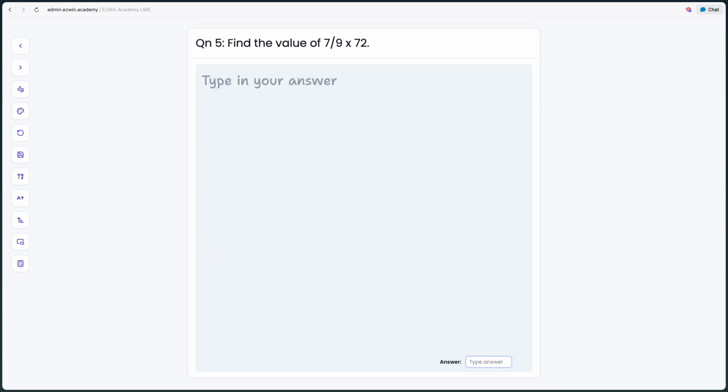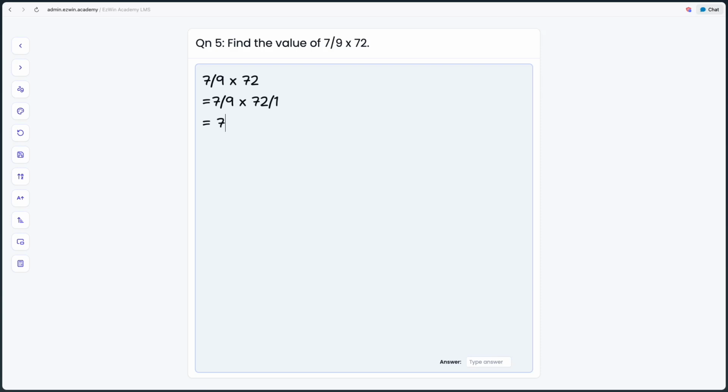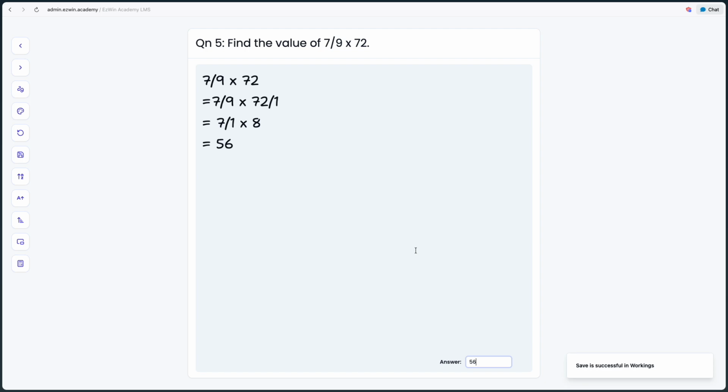Question 5. Find the value of 7 over 9 times 72. So 7 over 9 times 72 is the same as 7 over 9 times 72 out of 1. So that means 7 over 1 times 8. In this case, this will be 56, right? Okay, there you go. So the answer is 56. Pretty straightforward. Let's move on to the next question.